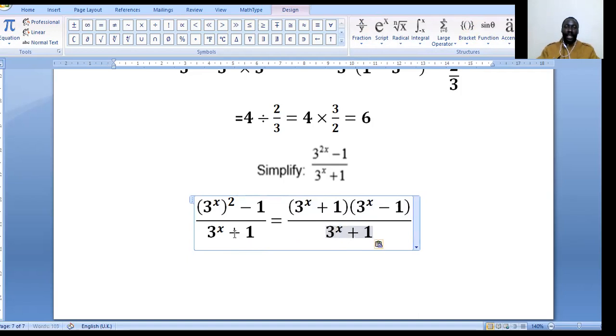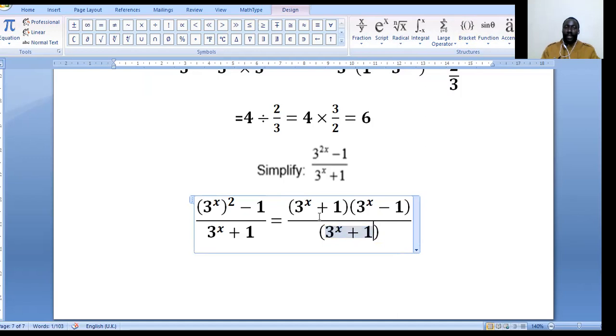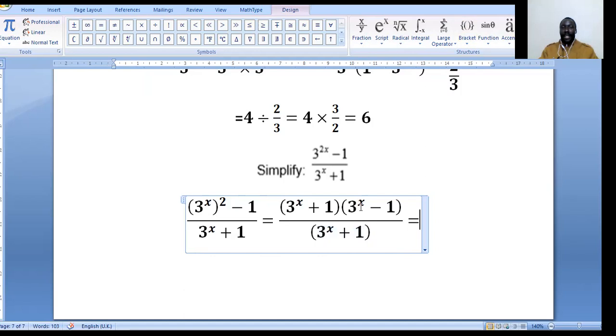The denominator stays the same. So now what you notice is that the denominator is the same as one of the numerator factors, and so this one will cancel. After cancelling, the next thing we are going to be left with is 3 exponent x minus 1.